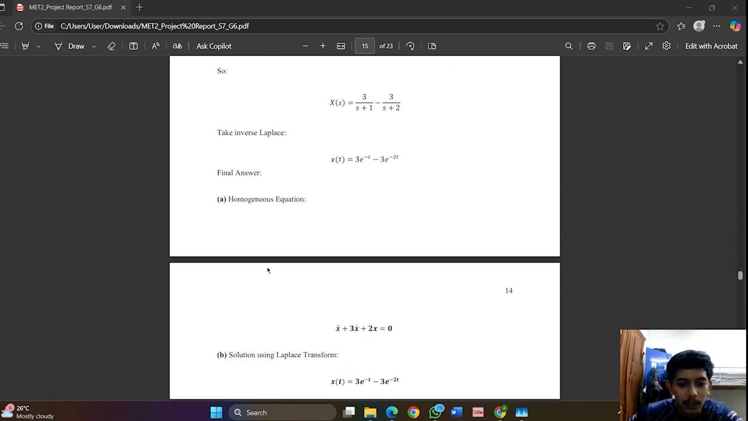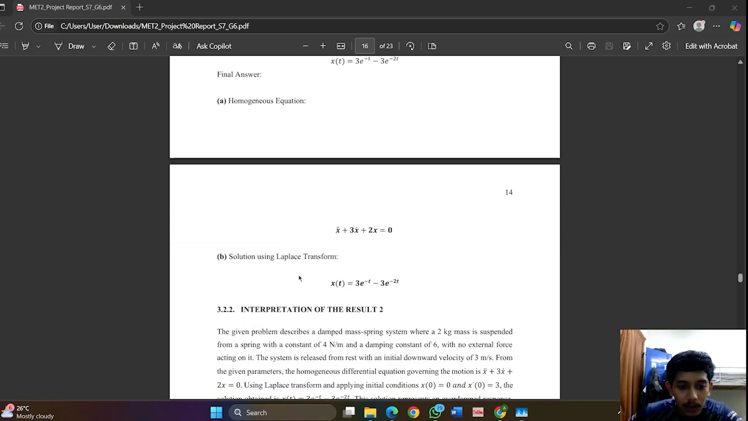For the final answer, the homogeneous equation, we get x double prime plus 3x prime plus 2x equal to 0. The solution using Laplace transformation, we get x(t) equal to 3e to the minus t minus 3e to the minus 2t.